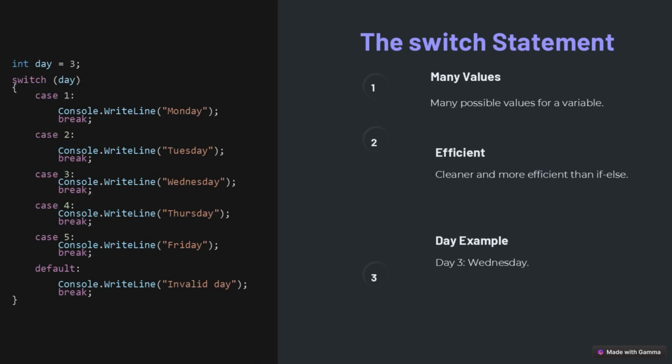If we have many possible values for a variable and want to execute different code for each case, the switch statement is cleaner and more efficient than multiple if-else statements. Here's an example. The switch statement checks the value of day. If day is 3, it prints Wednesday. If no case matches, the default block runs. This is great for handling menu selections, user inputs, and multiple options efficiently.